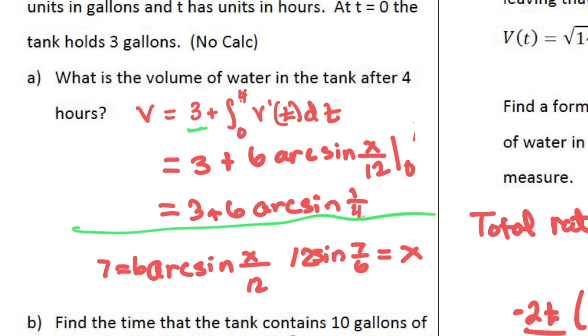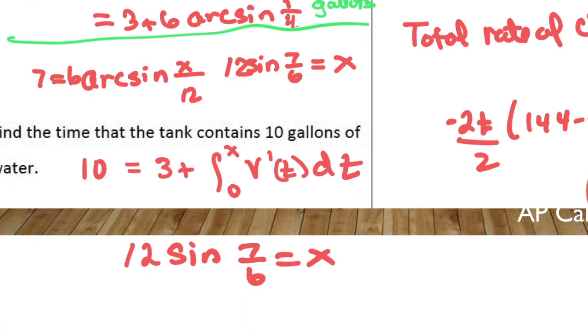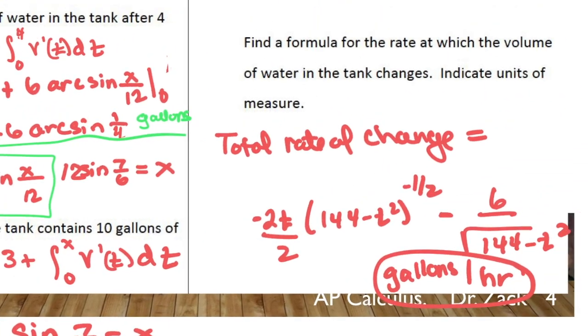All right, so at first we want to make certain that you've added your initial value of 3 and integrated from 0 to 4. When you're finished, your volume will be measured in gallons. Now, the first part was no calculator. Question B, done very similarly, except this time we set it equal to 10 and solve for x. Now, when you solve for x, you're going to have to rewrite your problem as an arc sine again and then solve that for x.